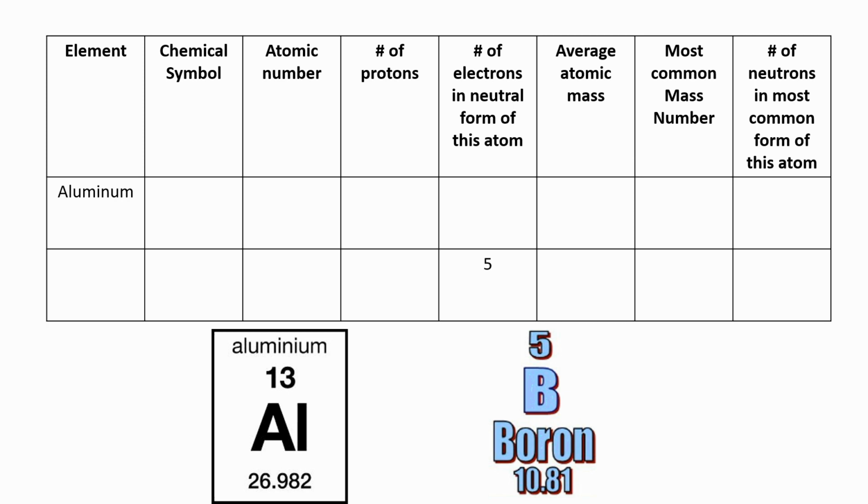I want you to pause the video here and try to record the entire next row based on this information here. So we're talking about boron because it's got 5 electrons in its neutral form. And then see if you can fill out the rest on your own.